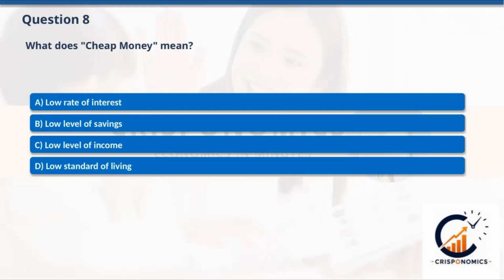Diversification is the key driver behind this impressive expansion. Let's talk about what cheap money really means. It's often linked to a low rate of interest. That's the cost of borrowing being very affordable. But it also relates to a low level of savings, low income, and even a low standard of living. When money is cheap, it influences how people save, earn, and spend. This question invites us to think about all these factors together, not just one in isolation.